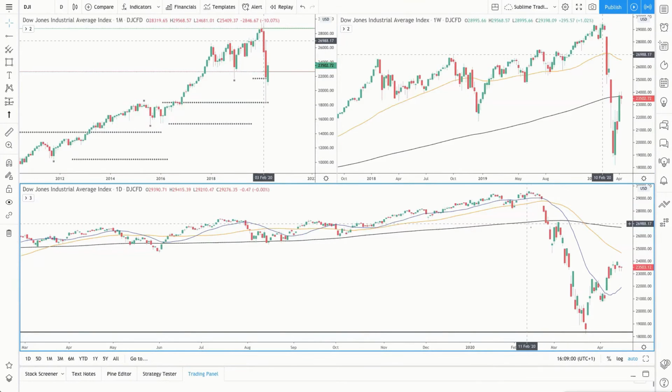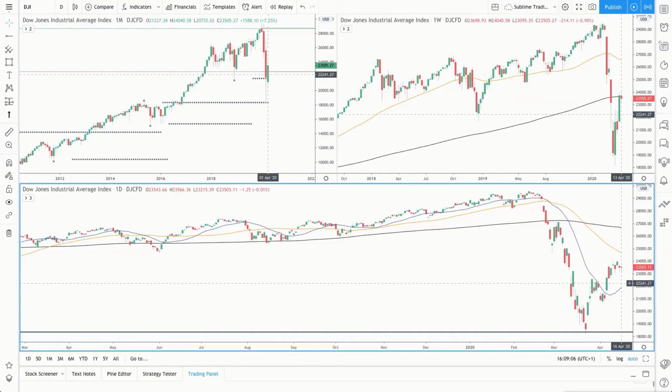Now on the daily time frame below, we can see price is below the 200 moving average, below the 50 moving average, but it's above the 20 simple moving average. So if we start seeing strength through these moving averages, then we can potentially see a reversal back to the upside and price move back to the all-time high.